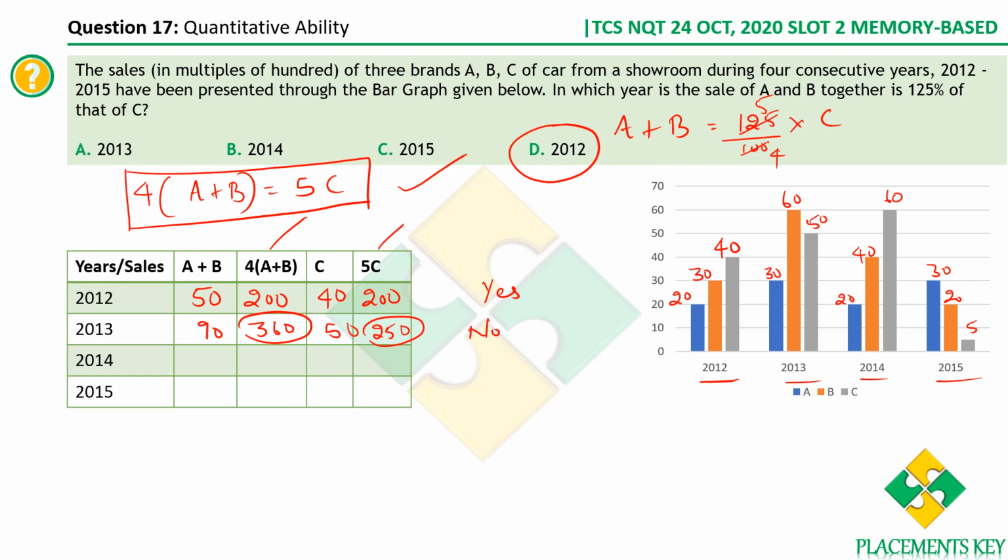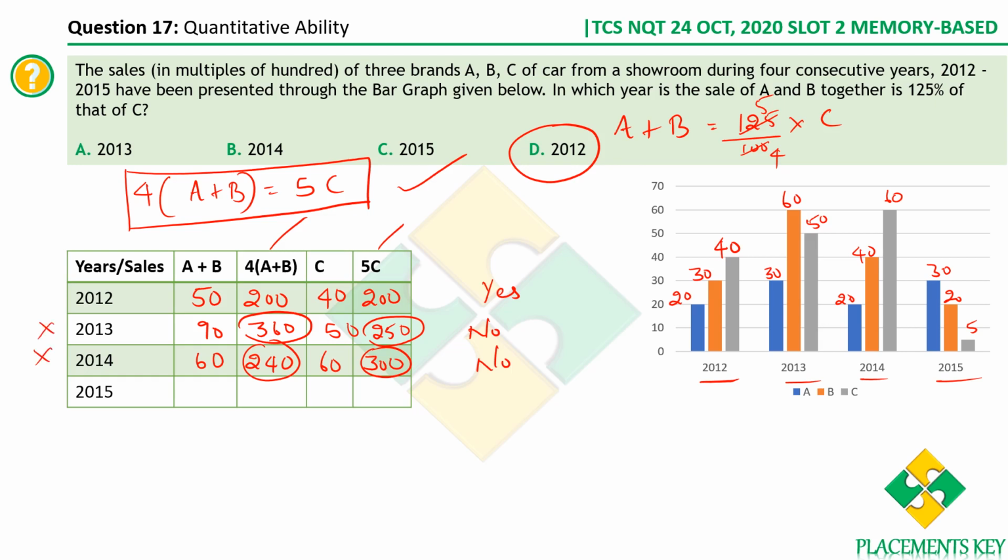Let's check the year 2014 as well. You have 20 plus 40, which is 60, A plus B. 4 times 60 is 240. The C value is 60, so 5C is 5 into 60, which is 300. Is 300 equal to 240? No. So for this year also the condition is not satisfied.